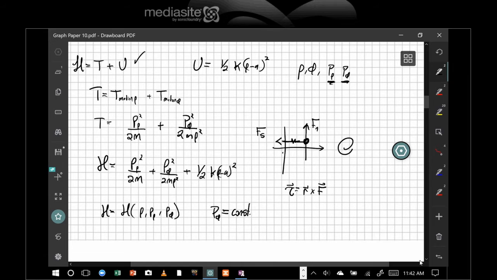Oh, by the way, I'm an idiot. There's mg acting down too. So the net force in the y direction is equal to zero, and thus there's no torque in that direction. Okay. And the force in the minus x direction doesn't cause a torque. Okay.